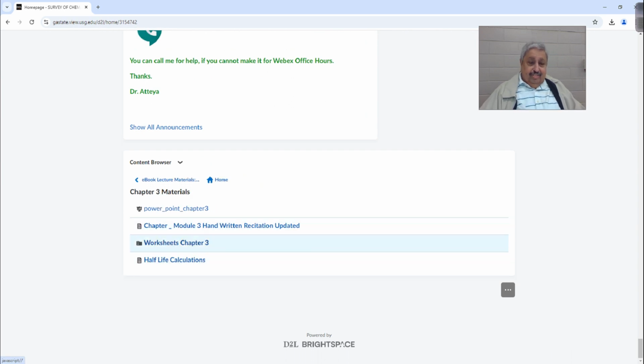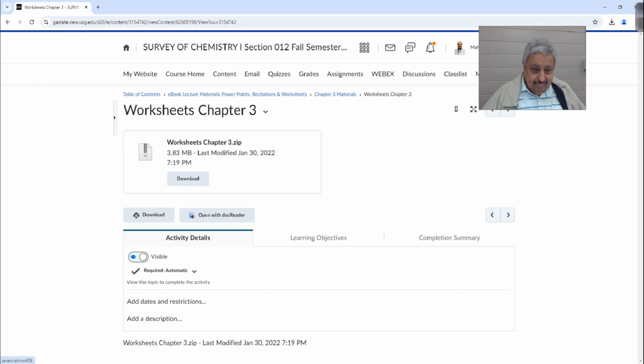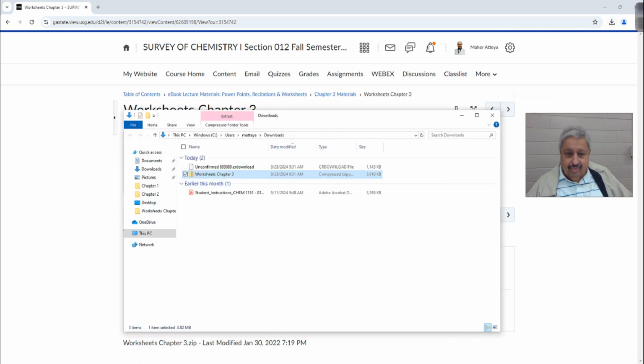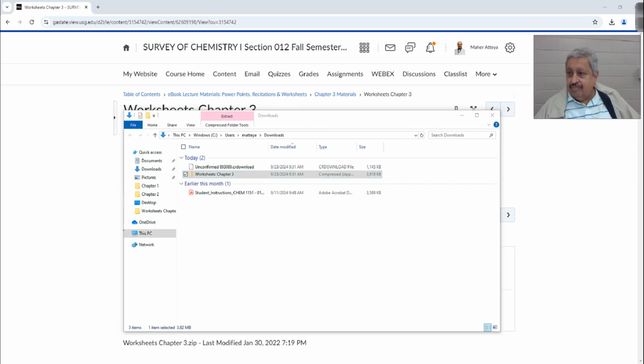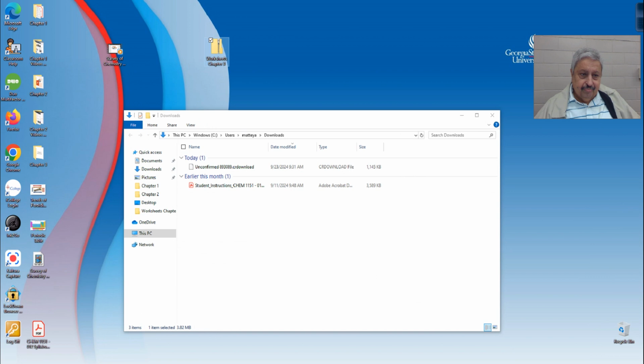Now, if you look at these chapter 3 worksheets, you can download them here. They're a zip file, so we can't open them as they are. We have to download them here, show in folder, and then cut them out and paste them here.